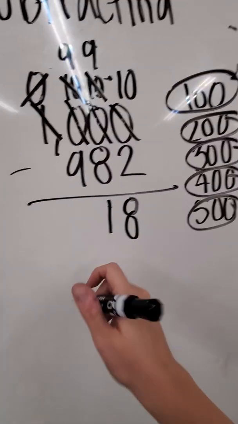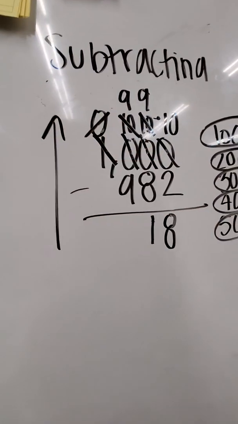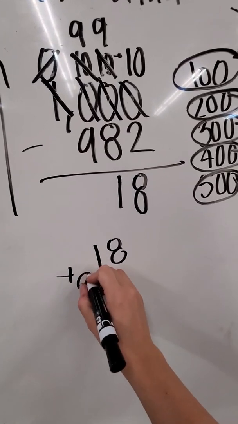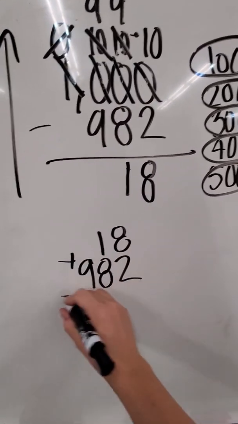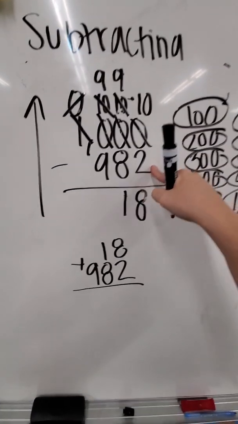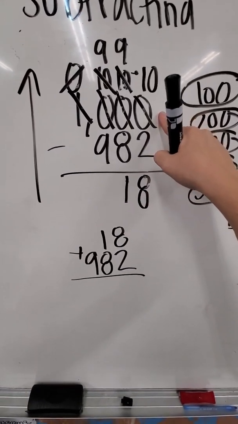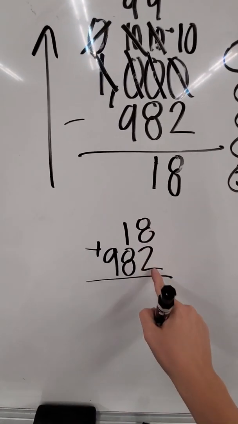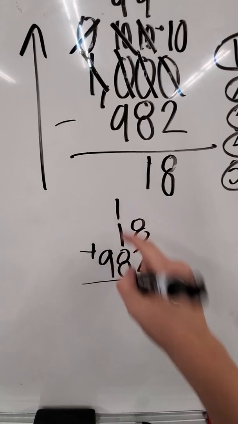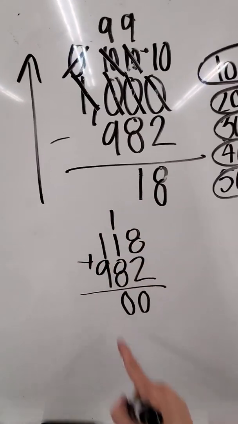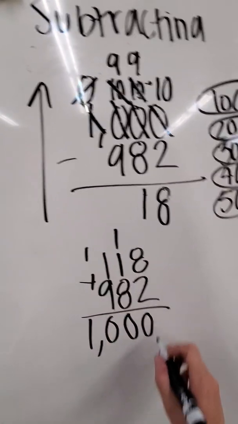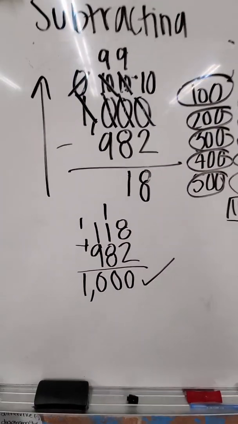Alright, now I can check my work, which I always want the students to do. So I would take 18 and add it to 982, and I should get 1,000. So let's see, 8, 9, 10, regroup, 8, 9, 10, regroup, 9, 10, and there we go, we have 1,000.